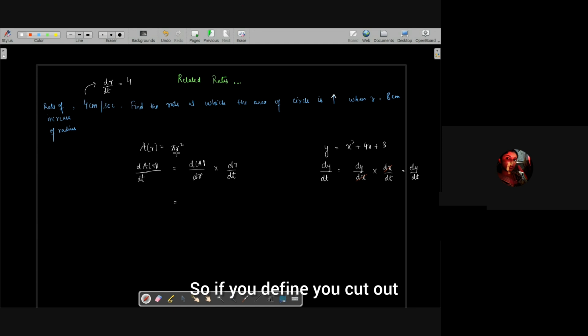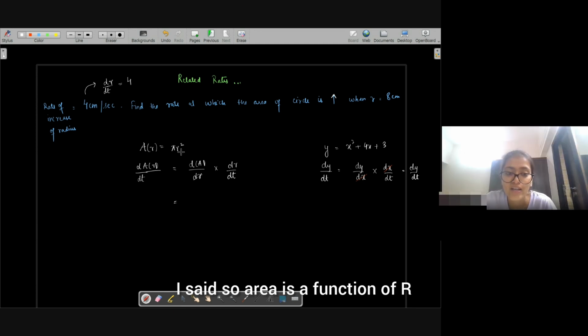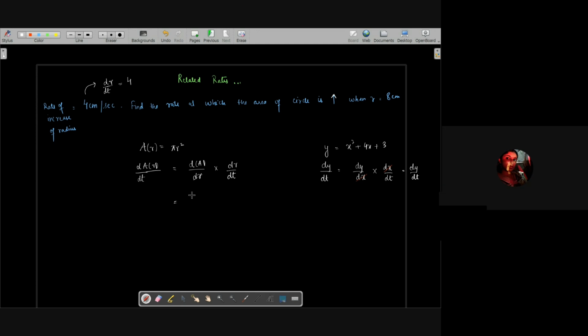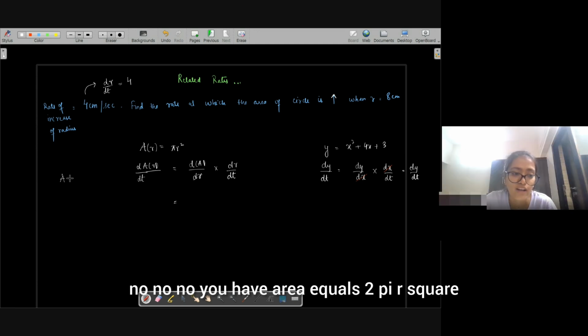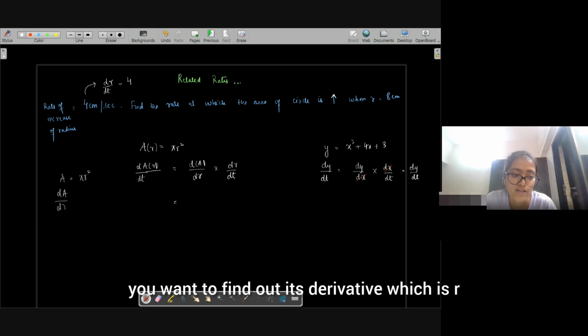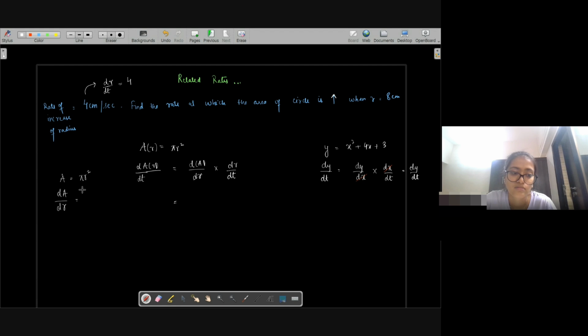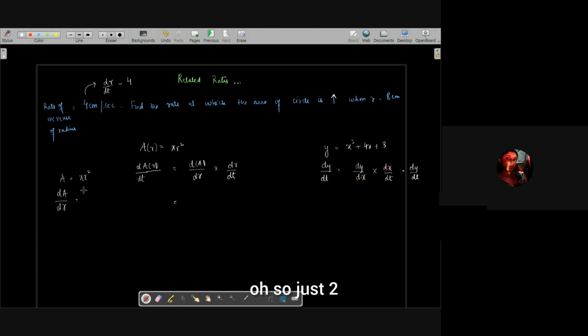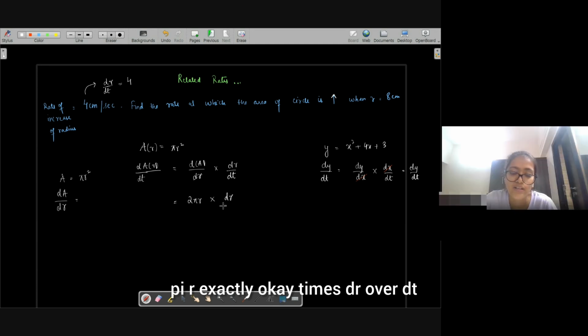Sorry, you cut out. What did you say? I said area is a function of r. So if you differentiate it with respect to r, then what will you get? You have area equals pi r square, and you want to find its derivative with respect to r. So just 2 pi r? 2 pi r, exactly. Times dr over dt.